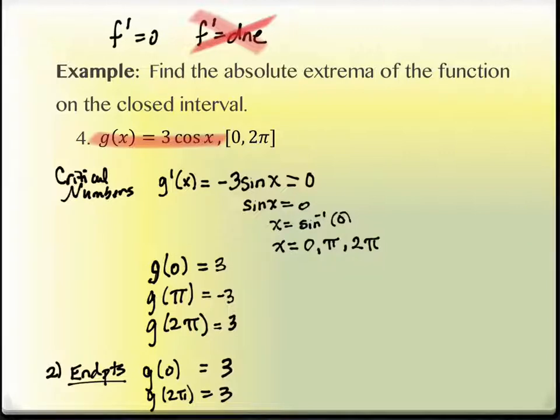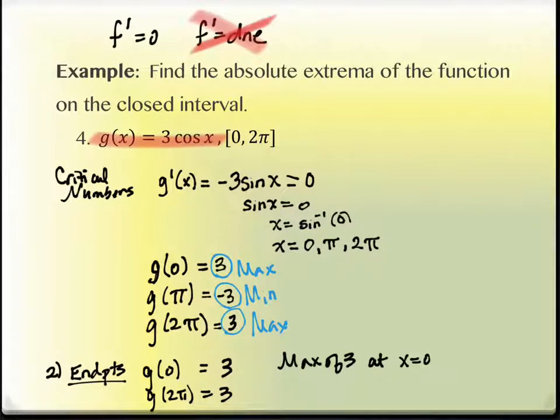Which one is our max? What is our maximum value? 3, right? This is the max. But the kicker is it happens twice, of course, right? And if we extended the interval, it happened even more than that. And the -3 would be our minimum. So what would we answer? Well, we would say that we have a maximum of 3, and it's happening at x equals 0 and 2 pi, 2 answers, and we have a minimum of -3 at x equal to pi.